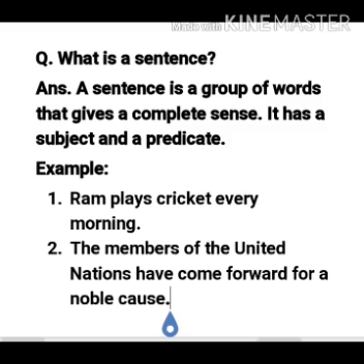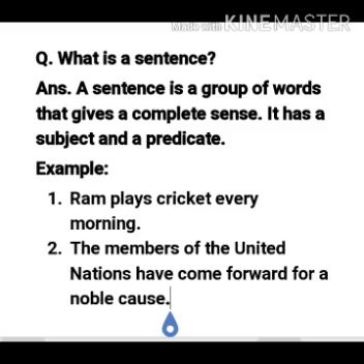Now let us look at the 2 examples given. The first example is Ram plays cricket every morning. Second example is the members of the United Nations have come forward for a noble cause. Now in these 2 examples, one thing is very clear, that they are meaningful and the arrangement is such that it gives a complete meaning.